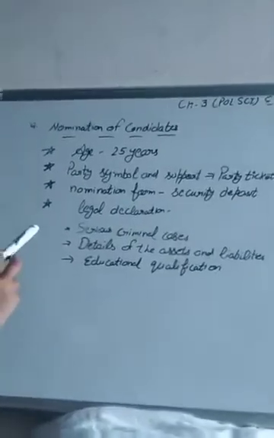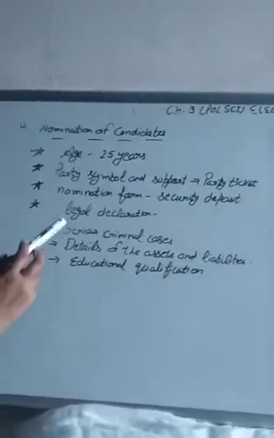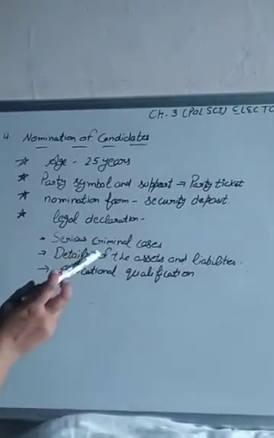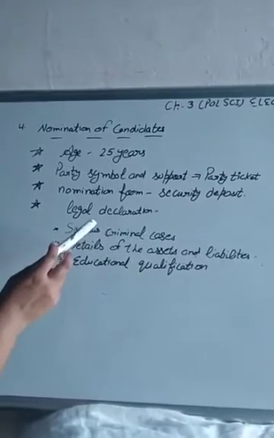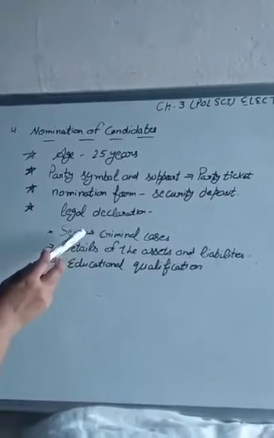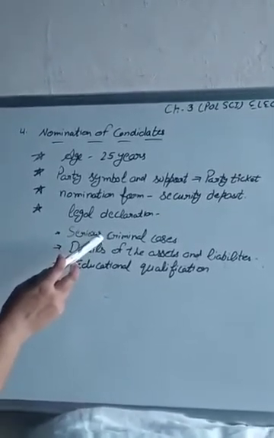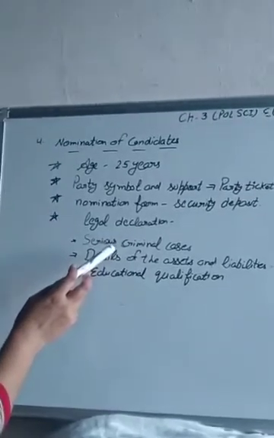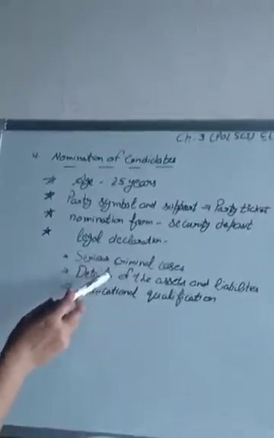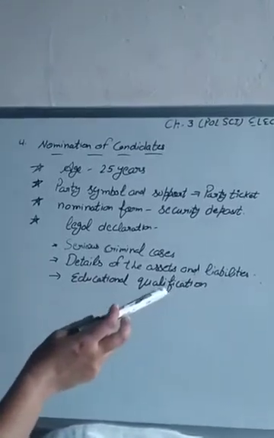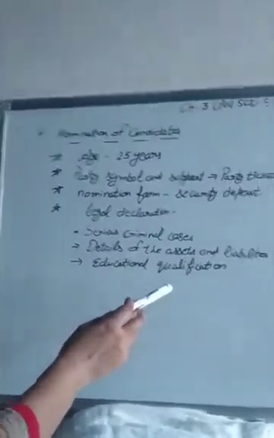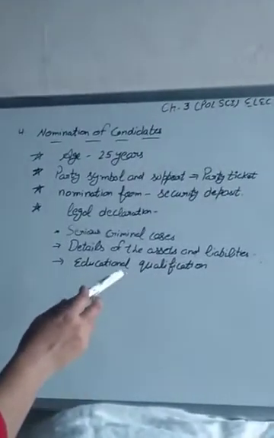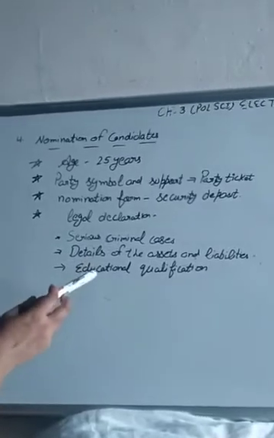The next process is a new system of declaration introduced by the Supreme Court. Every candidate has to make a legal declaration giving details of serious criminal cases pending against the candidate, if any. Secondly, details of the assets and liabilities of the candidate and his or her family. And finally, the educational qualification of the candidate. This information has to be made public.